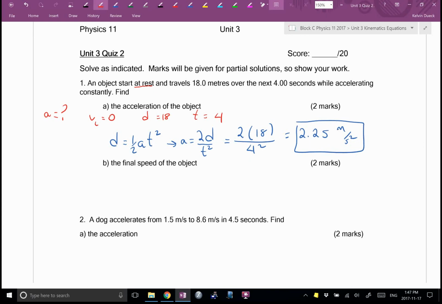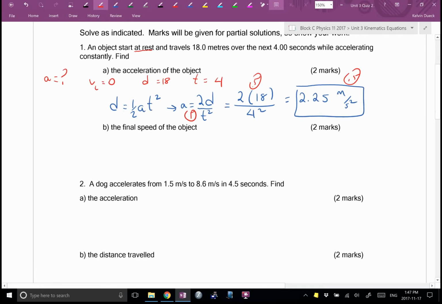If you got that wrong, I would give you 1 mark for that, half mark for that, half mark for the... Sorry, let me try that again, Mr. Dewick. I would give you 1 whole mark for getting the A by itself, half mark for the numbers, half mark for the answer.